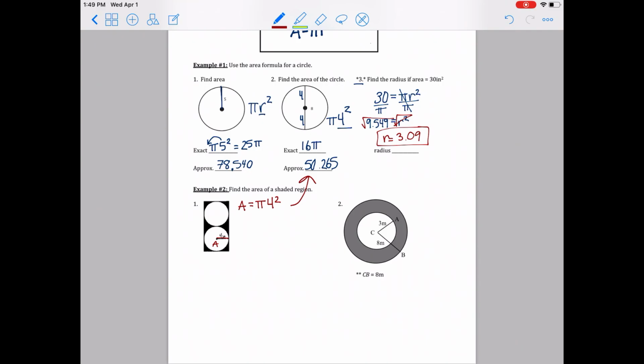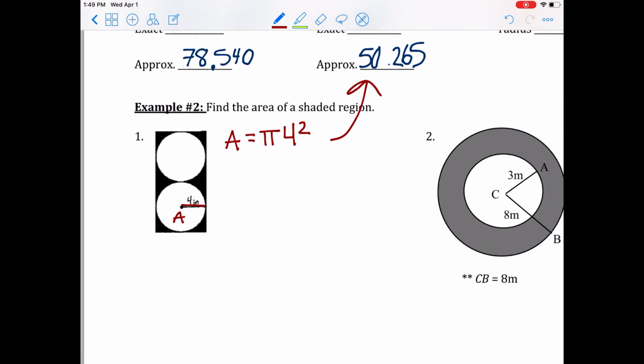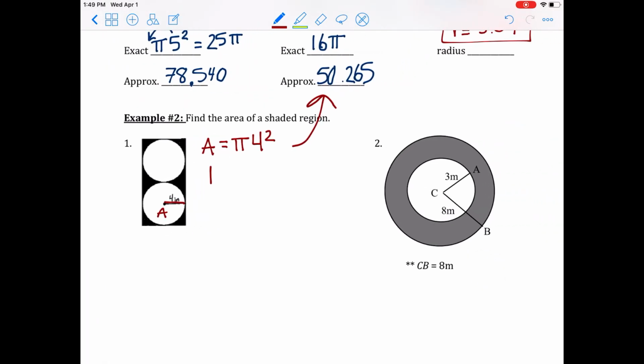Has the same radius. So we're actually just going to use our answer from up there. We're going to use the exact answer though, because that's going to keep our answer more exact. So we know that the area of this circle is 16 pi, and the area of that circle is also 16 pi. So keep that in mind as we continue.